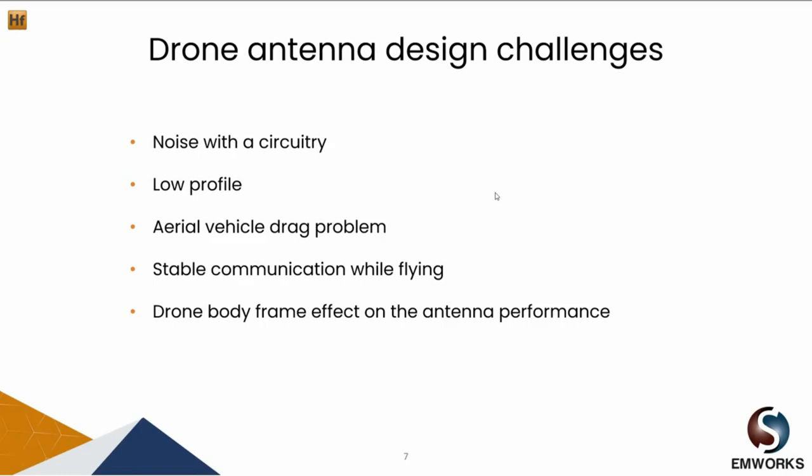The drone body frame can have an effect on the overall performance of the antenna. For example, the motors, which are made of metal, can cause reflection of the transmitted signal, which in turn influences the antenna radiation. As we can see, there are several parameters that must be considered to ensure proper operation of the drone. Therefore, 3D electromagnetic modeling is crucial before the real fabrication of the antenna.